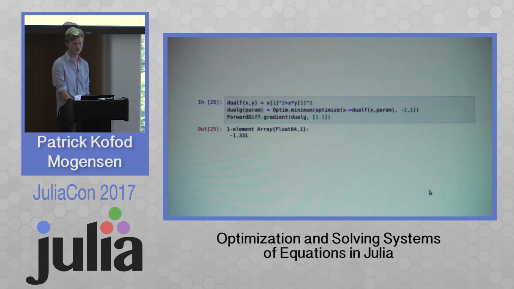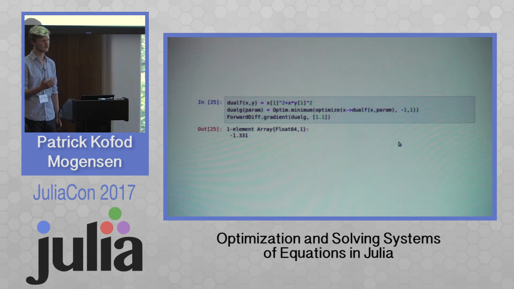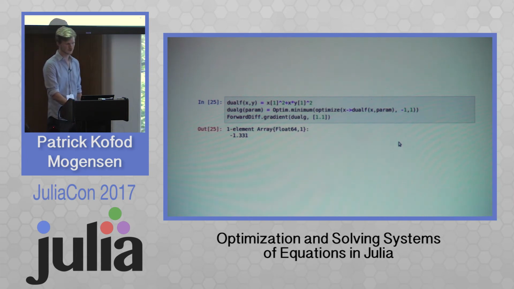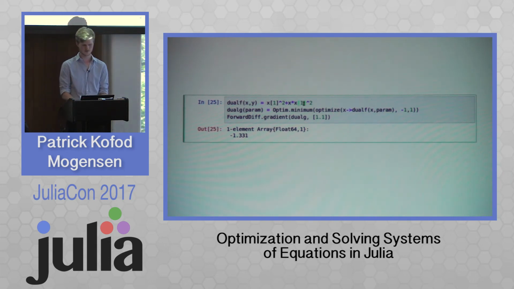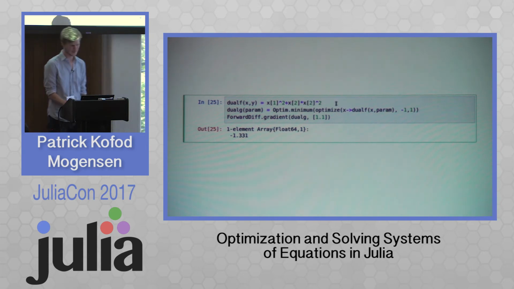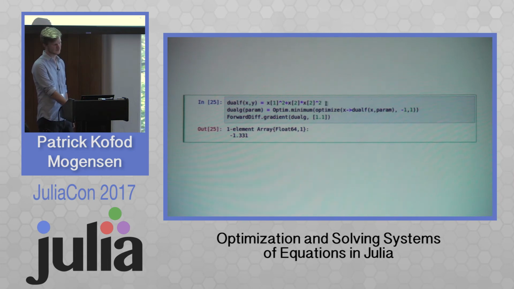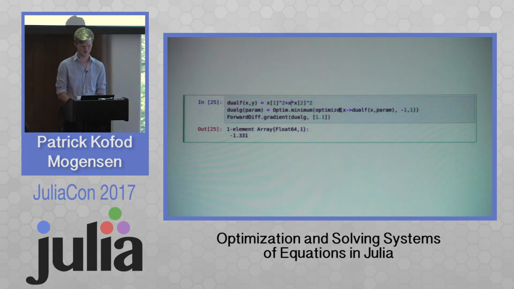But we can also use ForwardDiff, the automatic differentiation package, to do this for us. So we just specify our function like this. There's something wrong with this. I think JuliaBox didn't save my... OK. And no, this was correct, sorry. It was correct. It's just the indexing doesn't matter here.